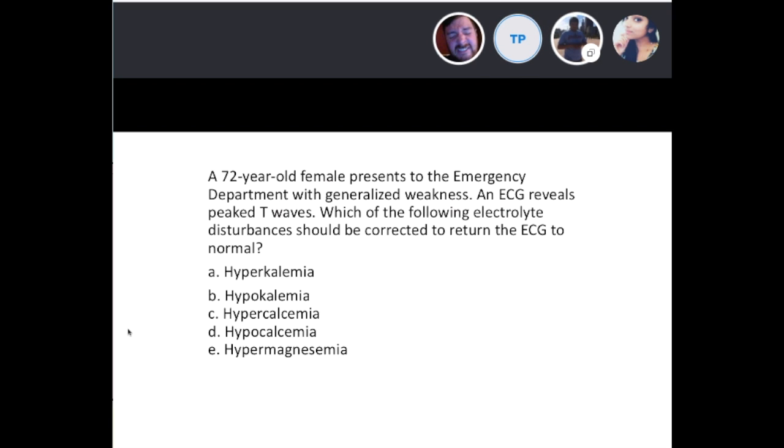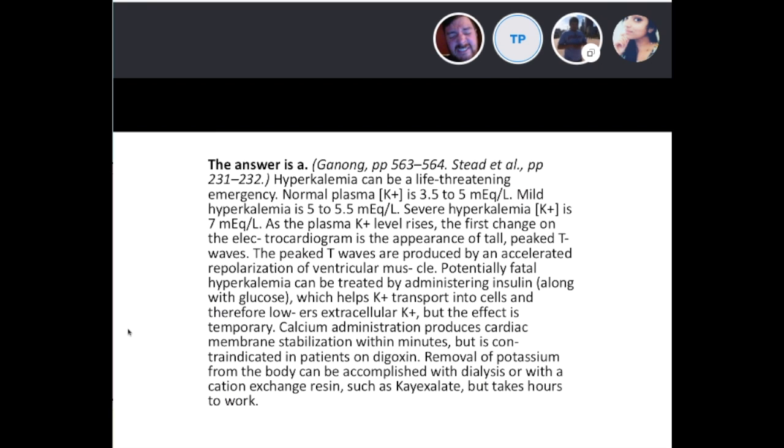A 72-year-old female presents to the emergency department with generalized weakness. An ECG reveals peaked T waves. Which of the following electrolyte disturbances should be corrected to return the ECG to normal? A, hyperkalemia. Yes, that'd be right. And then you get flattened T waves with hypokalemia, right? Yeah, cool.